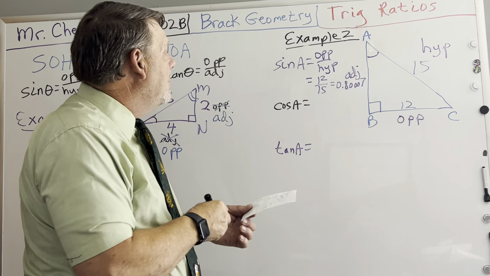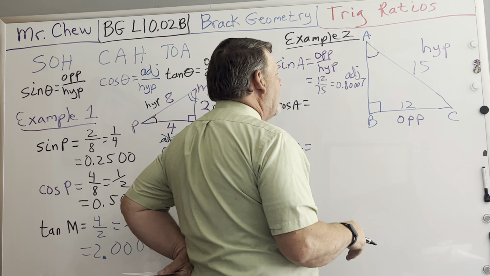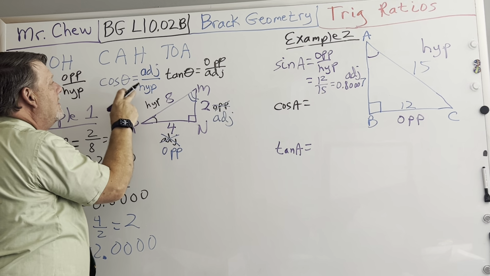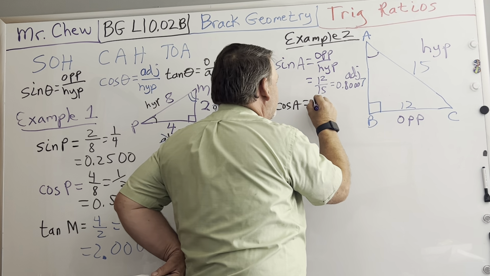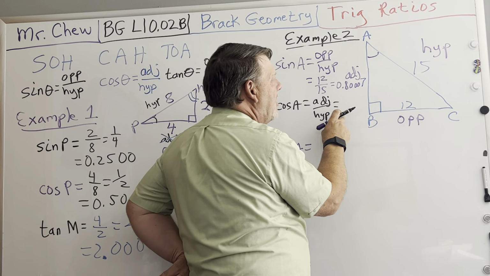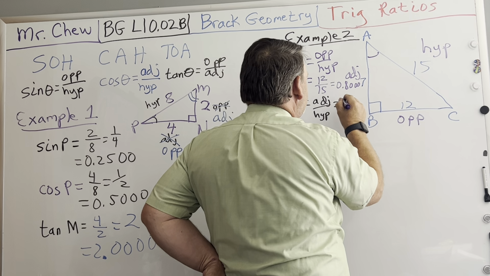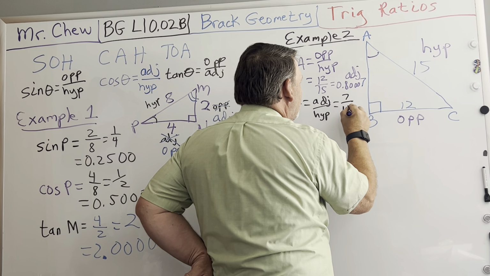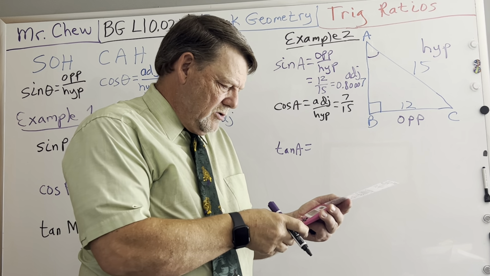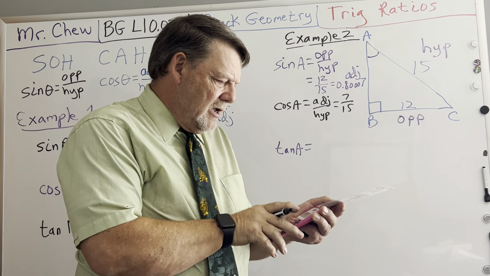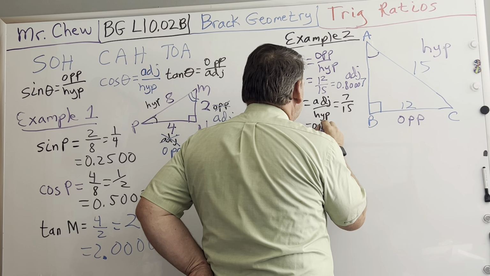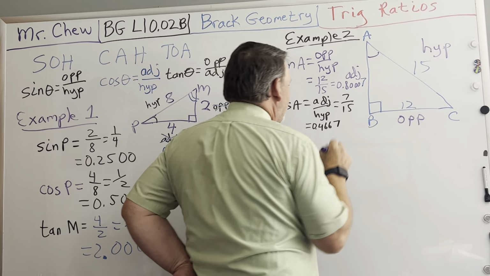All right, now we get to the cosine of A. So the cosine of A is, look over here, CAH, adjacent over hypotenuse. The adjacent of A is 7 over hypotenuse 15. I don't know what 7/15 is off the top of my head. So I take 7 divided by 15, and I get 0.46 repeating. And I round that last one to a 7.